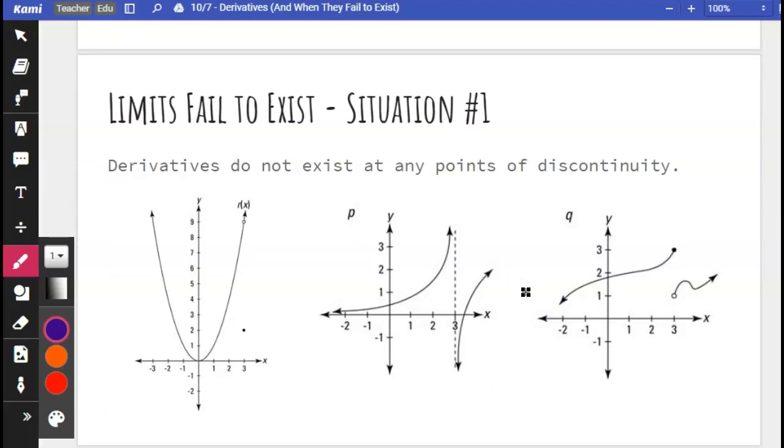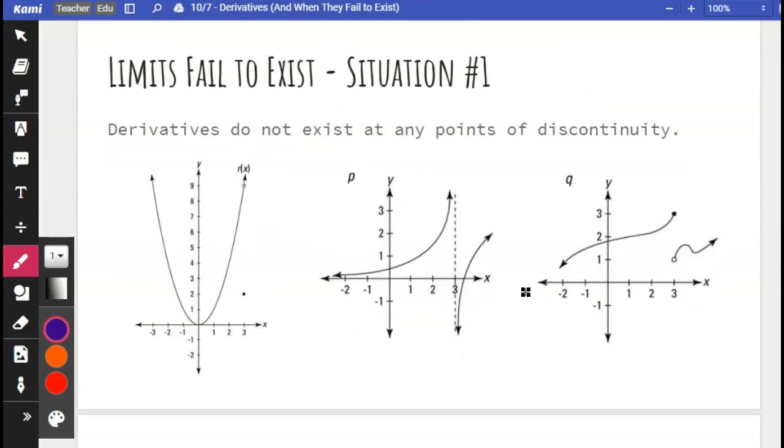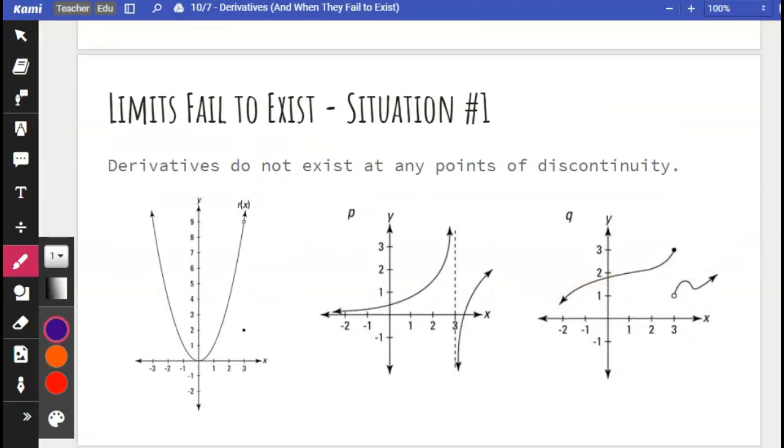So situation one, and there are three of them: limits fail to exist at any points of discontinuity. You know our three types of discontinuity. Our very first one, of course, is our removable discontinuity. The derivative does not exist at x equals 3 because we are not continuous at x equals 3. Then we have our non-removable discontinuities.